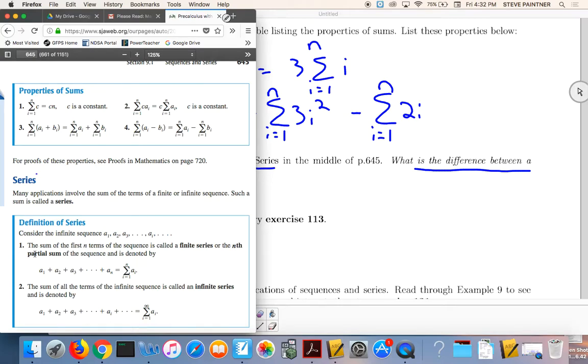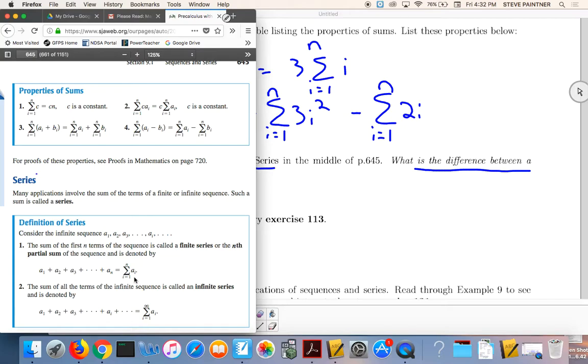So let's look down here at the definition. Consider the infinite sequence, a sub 1, a sub 2, a sub 3, all the way off to infinity. The sum of the first n terms of the sequence is called a finite series or the nth partial sum of the sequence. So to be clear, if you're summing the first n terms, we call that a finite series or the nth partial sum. Remember that vocab because you'll be asked about it in your homework. And that's just denoted by, just like we did in the earlier examples, the sum from i equals 1 to n of our sequence. Again, that's just called an nth partial sum.